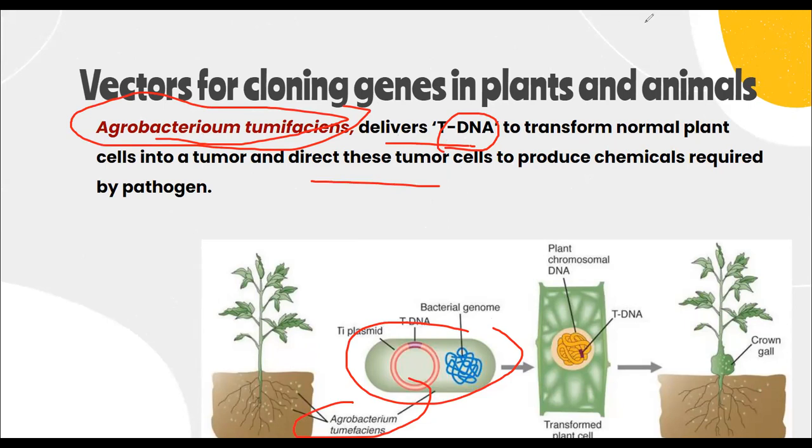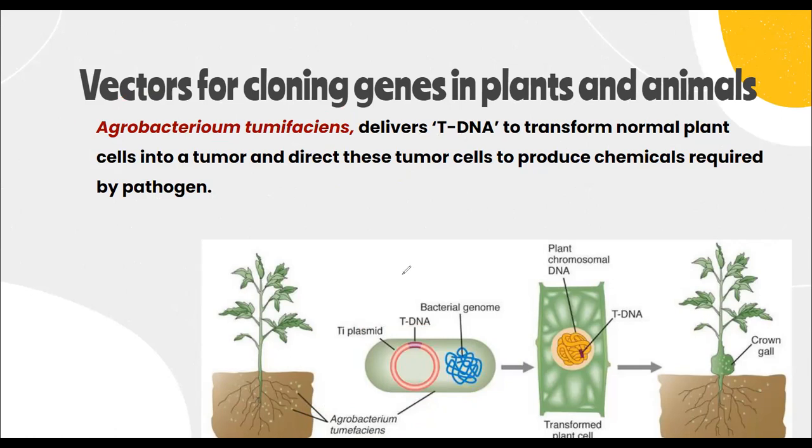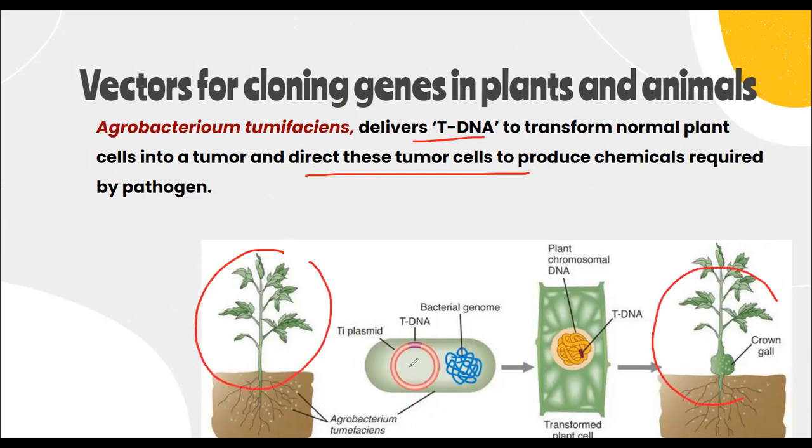Meaning what? This Agrobacterium tumefaciens has a plasmid. This bacterium is capable of carrying this plasmid, and this plasmid causes tumors in the plant cell. Okay. So if you see, this is a normal plant, and if this bacterium infects another healthy plant, it can cause tumors, crown gall. Okay.